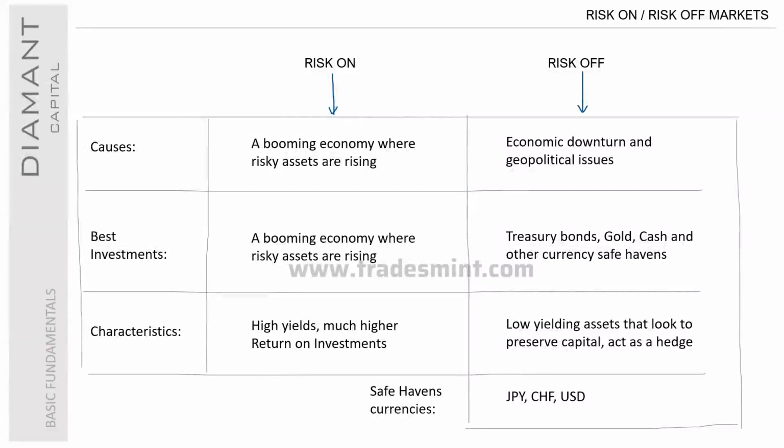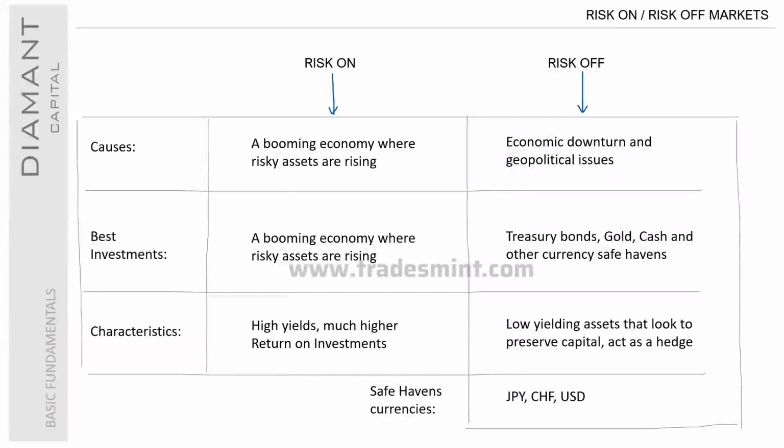However, when we turn risk off, there's economic downturn and geopolitical issues. More recently, what we've seen is with coronavirus, something that hasn't happened in many, many years, a complete pandemic. So what are the best investments at that time? As I said, treasury bonds, gold, cash as well, and then other safe havens. Because especially at that time, you've got to think about interest rates and what happens there. So if you're holding on to cash as well, yes, you might gain some interest on your savings in your bank account.